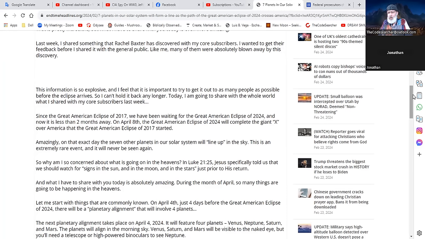Since the Great American Eclipse of 2017, we have been waiting on the Great American Eclipse of 2024, and now it's less than 2 months away. On April 8th, the Great American Eclipse of 2024 will complete the giant X over America, and that Great American Eclipse of 2017 started. Amazingly, on that exact day, the seven other planets in our solar system will line up in the sky. This is an extremely rare event, and it will never be seen again.